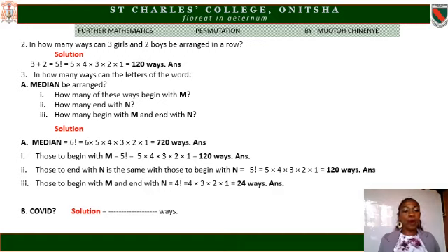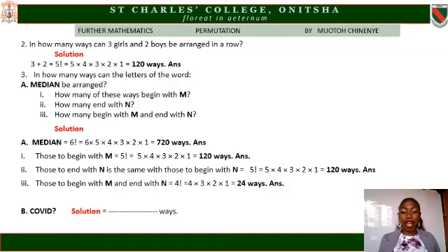Then let's go to arrangements that will begin with M. What you simply do is to remove the letter M from the word median and the remaining letters are now 5. Then you have 5 factorial, which when you simplify, will give us 120 ways. Then to know the ones that will end with N, to end with N is the same thing as beginning with M, which was exactly what we did in (i) above.